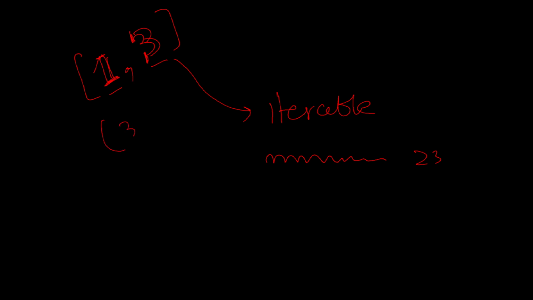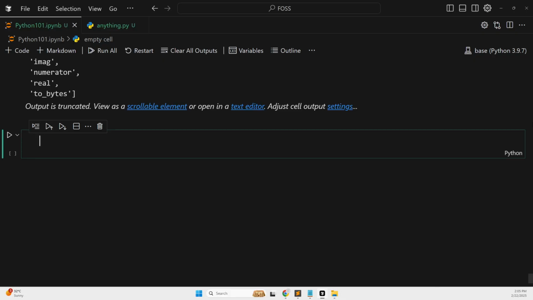Similarly, a tuple is also iterable. I can go through that thing one by one. So does a dictionary, right? So first we need to have an iterable for a loop to work.